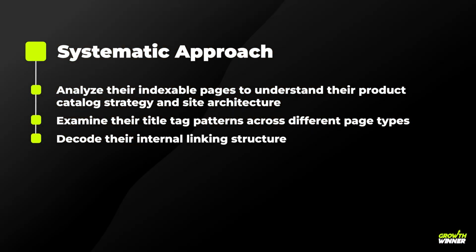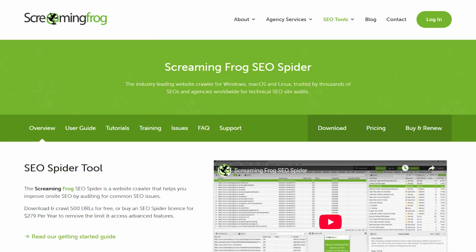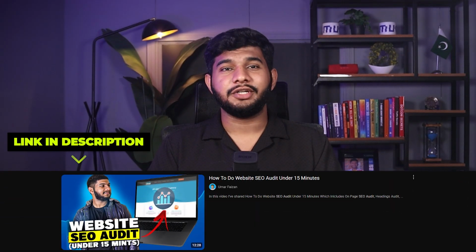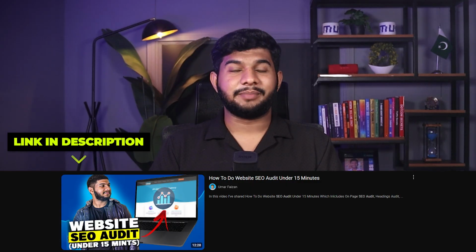Third, decode their internal linking structure. This reveals their page authority distribution strategy and shows you which pages they prioritize for rankings. Tools like Screaming Frog can show you their internal link flow, but the real insight comes from understanding why they link certain pages together. By the way, I shared this in great detail in my 15-minute audit video. You can apply those methods to analyze competitors as well.